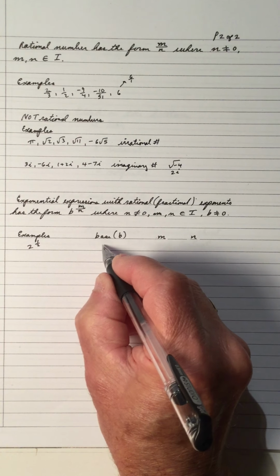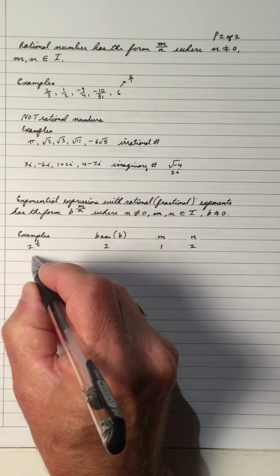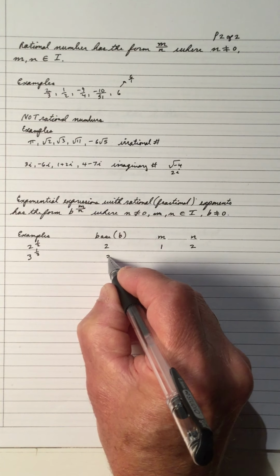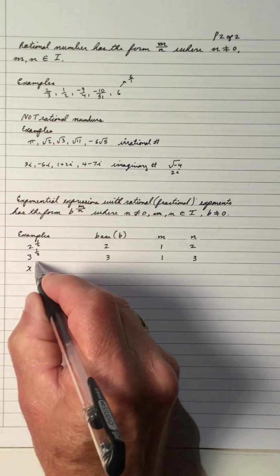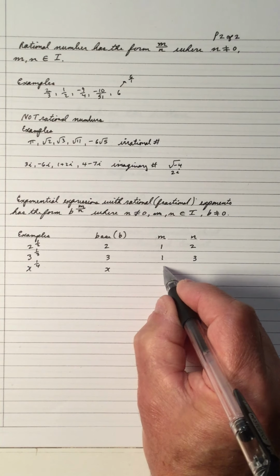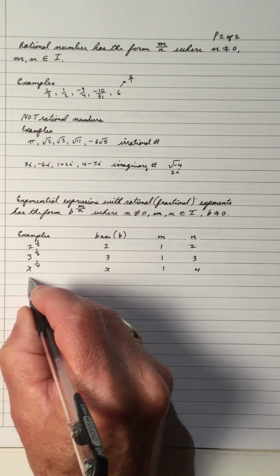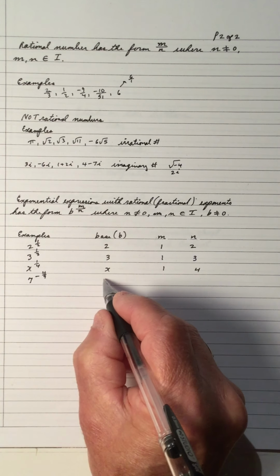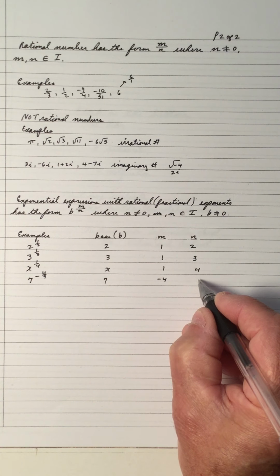2 to the 1/2: the base is 2, m is 1, and n is 2. 3 to the 1/3 power: the base is 3, m is 1, n is 3. And x to the 1/4: we have a base of x, m is 1, and n is 4. Another example, 7 to the negative 4 over 9: the base is 7, m is negative 4, and n is 9.